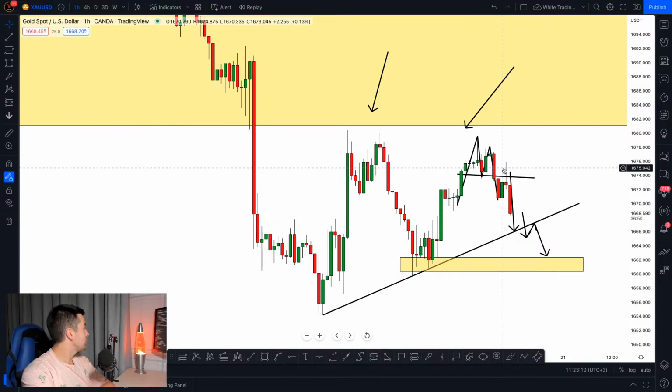How often do you check the charts to find your entries? So I am in front of the charts the entire day. I start trading around, I guess, 6 a.m. London time until 10 a.m. New York. I am in front of the screen most of the time.